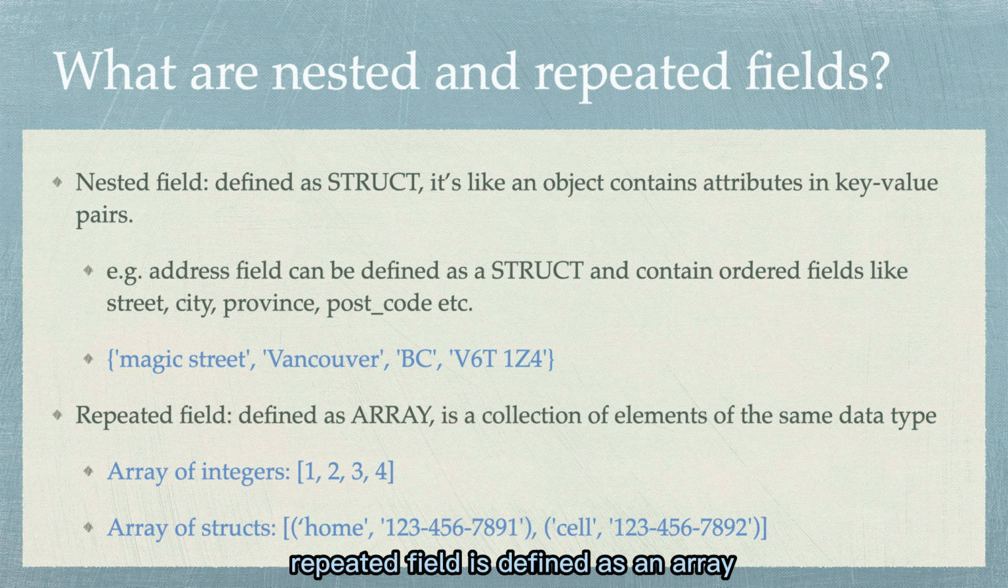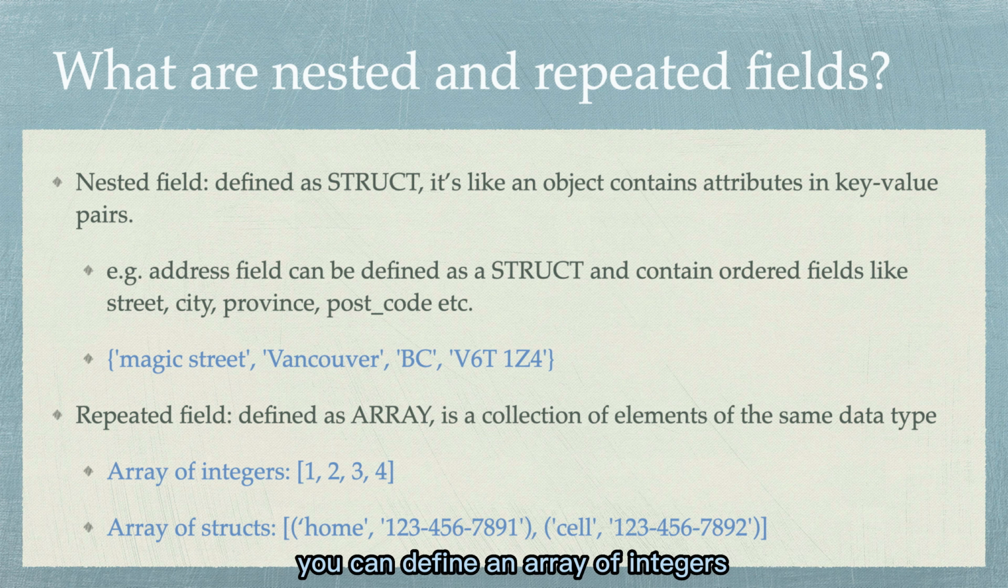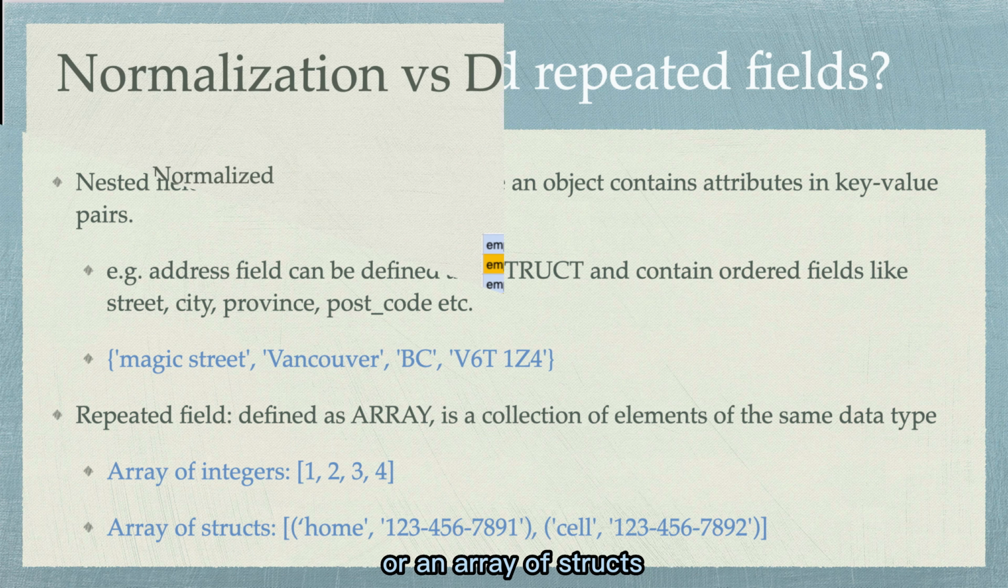A repeated field is defined as an array. It is a collection of elements of the same data type. You can define an array of integers or an array of structs.